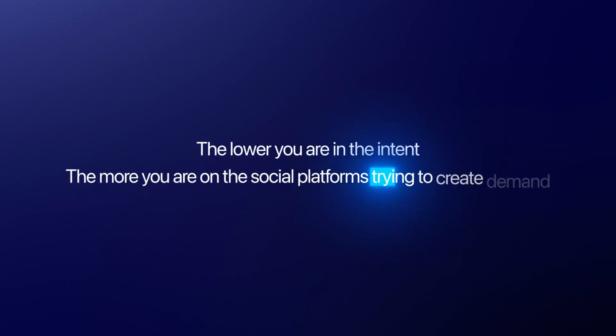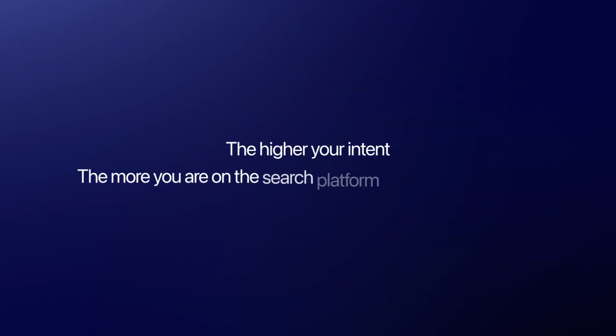So the pattern is very clear. The lower you are in the intent, the more you are on the social platforms trying to create demand. And then the higher your intent, the more you are on the search platforms trying to capture it. Where your audience sits on that scale determines which channel, what messaging, and the order in which you turn things on, which is exactly what we're going to talk about next.